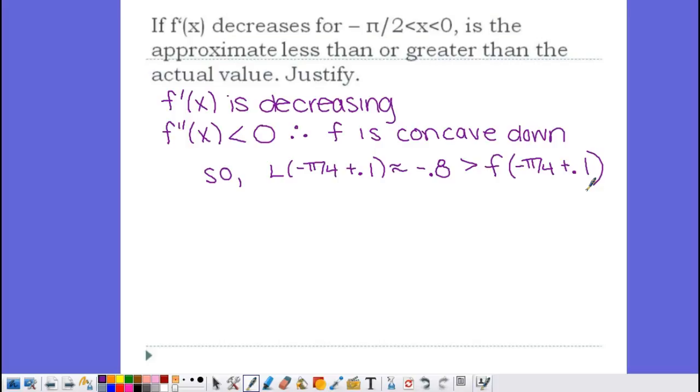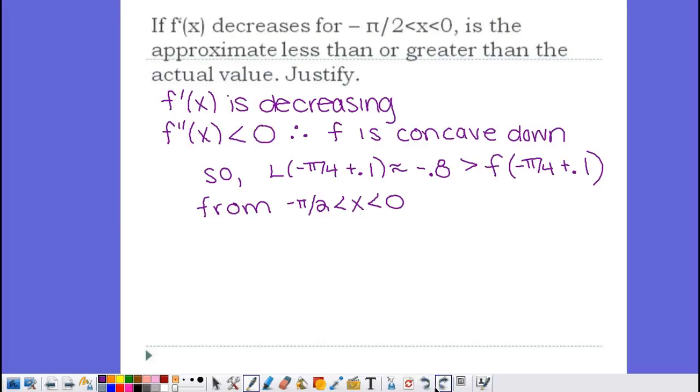Again, how do we know f prime is decreasing? Wait, isn't it the opposite? Isn't it, if it's concave down, the approximation is underestimating? It's an overestimate. Concave down means your line's above. Oh, crap.